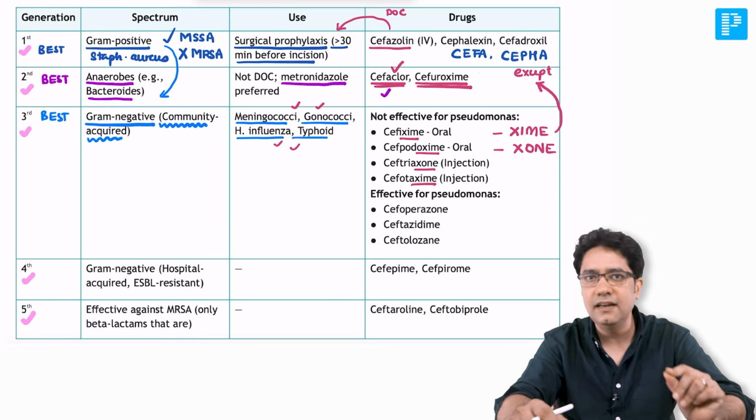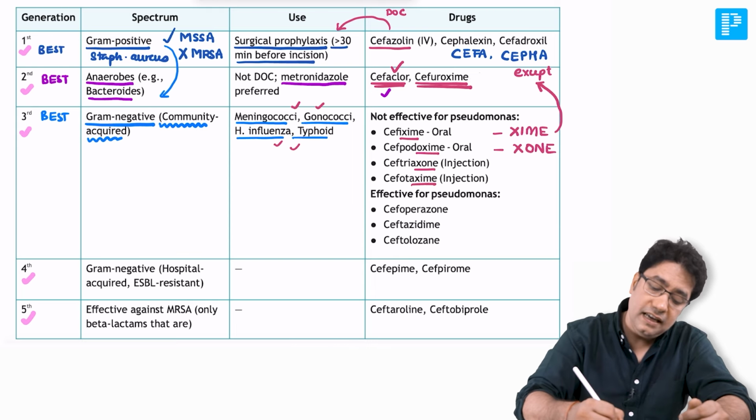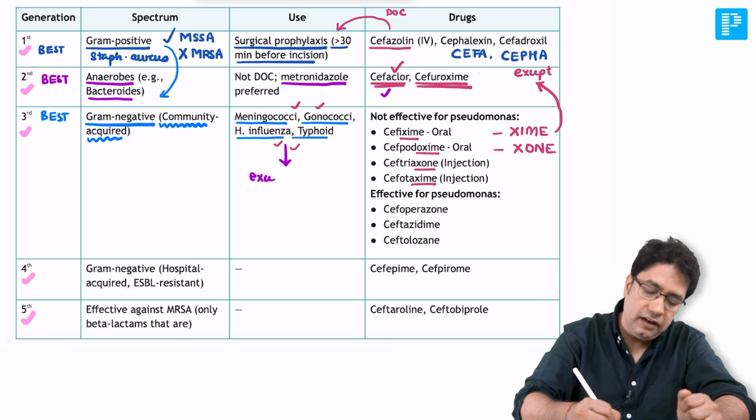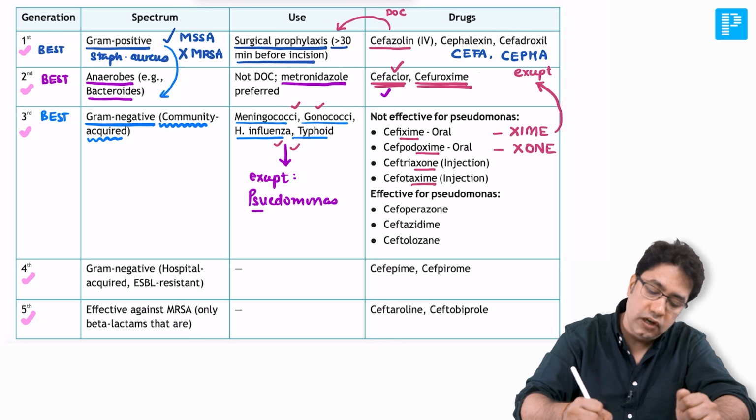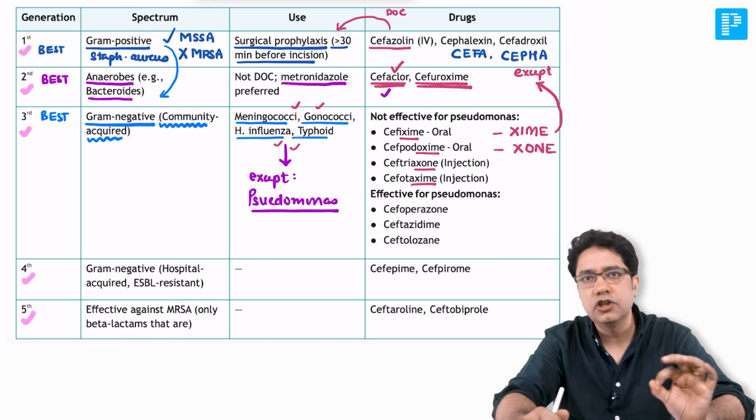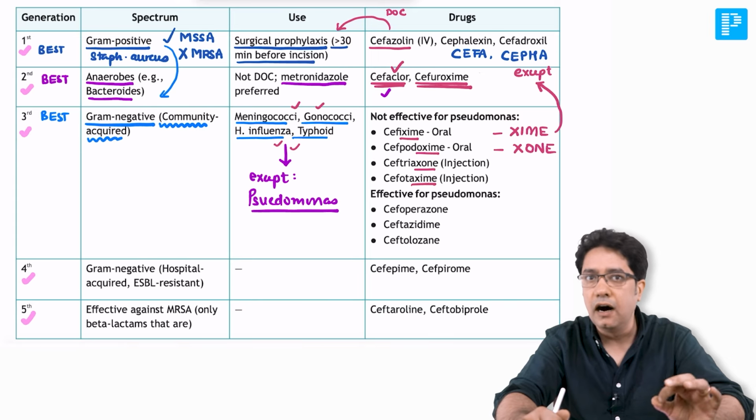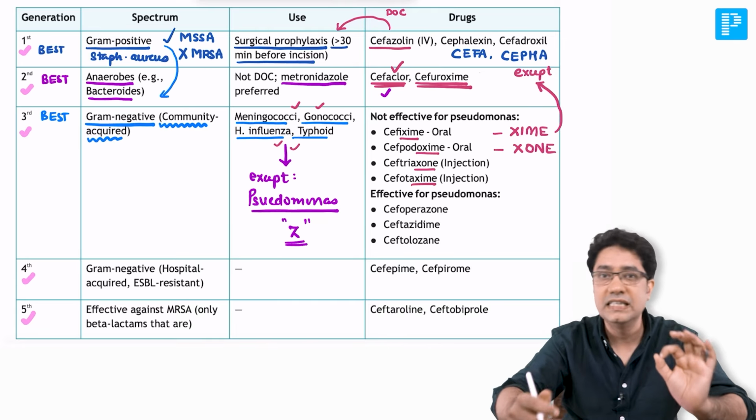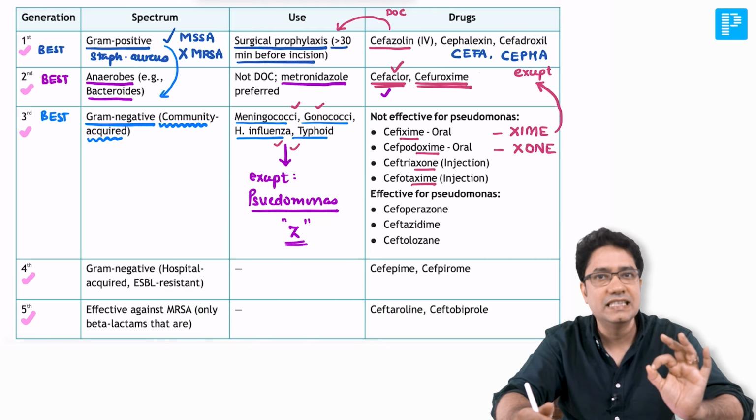But the other exception we have to remember: they are given for all gram-negative infection except one bacteria. They are not effective against Pseudomonas, which is also a gram-negative bacteria. Now, which third generation cephalosporins are effective against Pseudomonas? Very simple. Just identify the last alphabet Z. They will contain the Z alphabet.